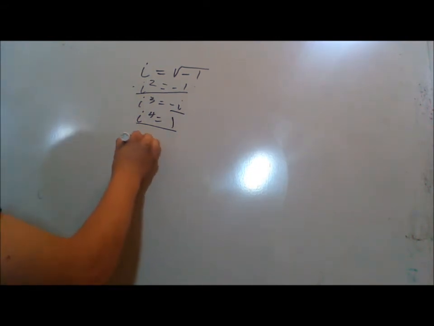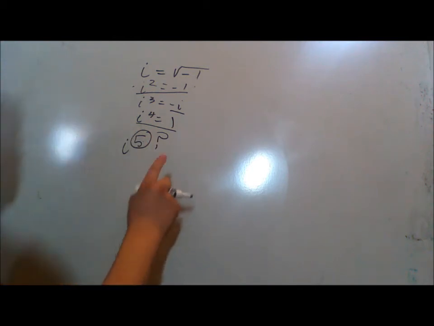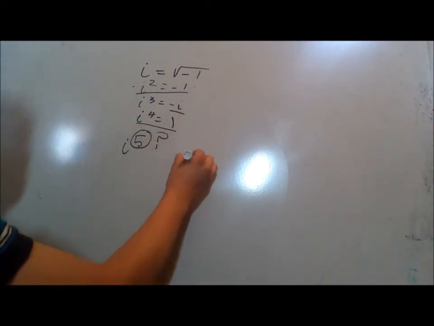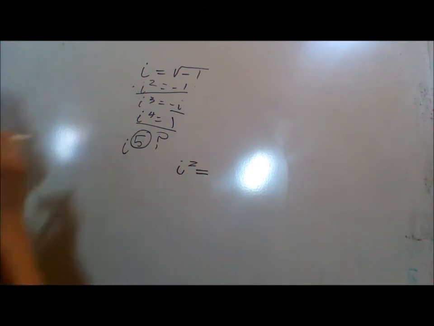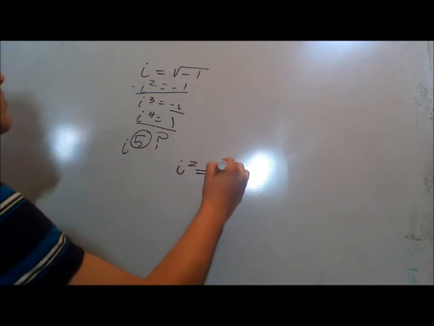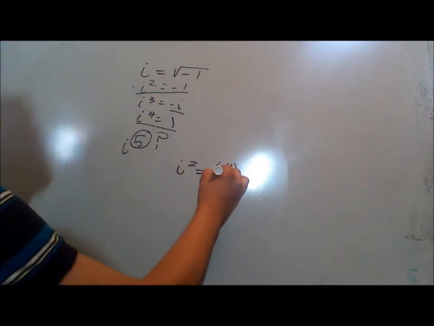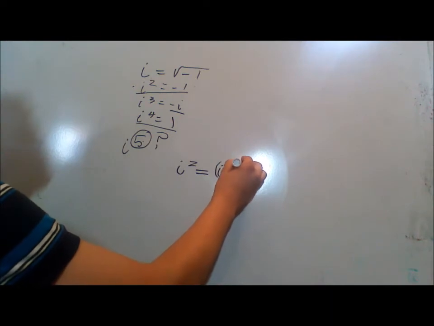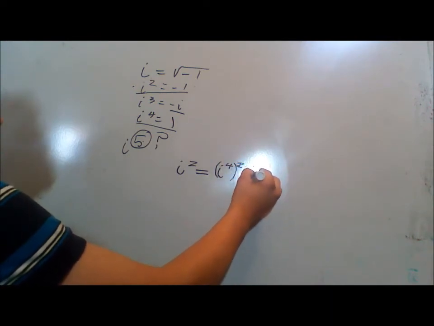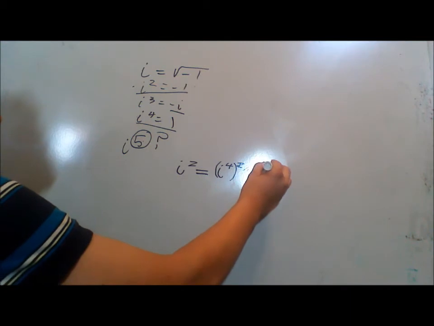Alright, so what happens if I is to the power of 5? Well, this is simple. We just use the equation I to the power of z is equivalent to I to the fourth power to the power of z over 4, times I to the remainder.